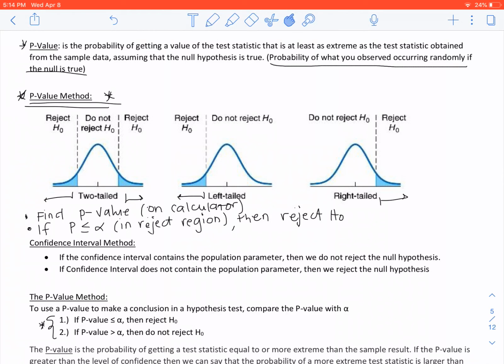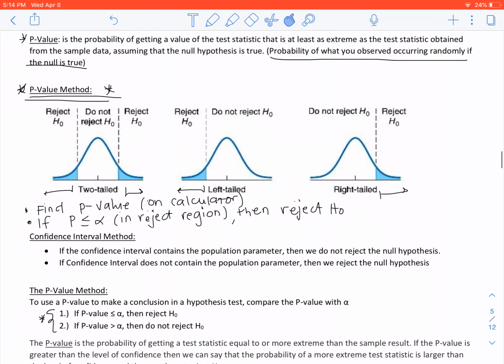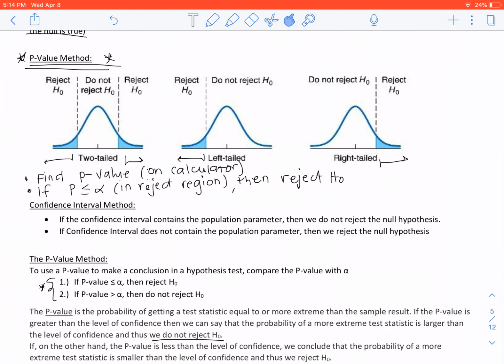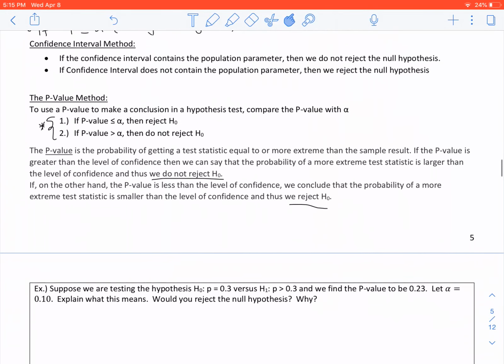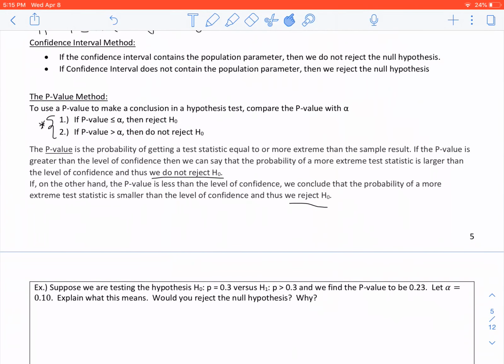We also have another method that we use, which is called the confidence interval method. If the confidence interval contains the population parameter, then we do not reject the null hypothesis. And if the confidence interval does not contain the population parameter, then we reject the null hypothesis. Again, we will see some problems with that, but that p-value method is the one that's going to be the one that we see the most.